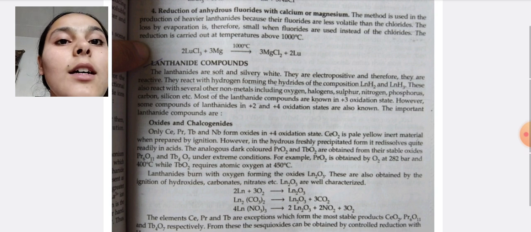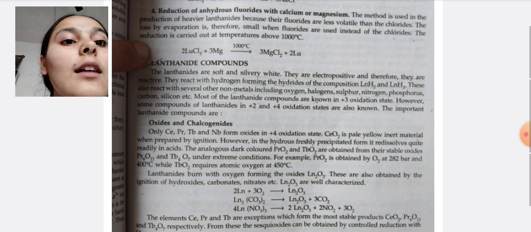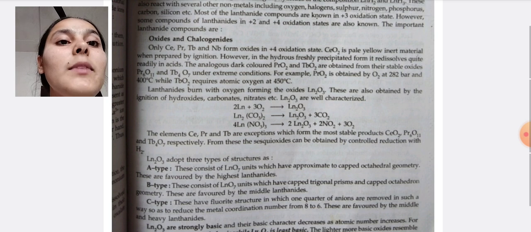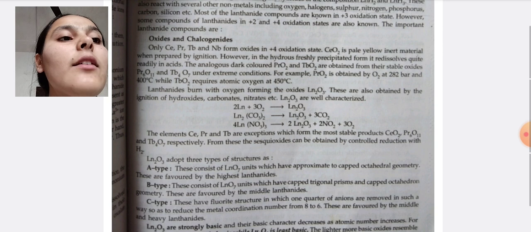The important lanthanide compounds are oxides and chalcogenides. Only Ce, Pr, and Tb form oxides in the +4 oxidation state. CeO2 is a pale yellow inert material when prepared by ignition. However, in the hydrous, freshly precipitated form, it is dissolved quite readily in acids. The analogous dark colored PrO2 and TbO2 are obtained from their stable oxides Pr6O11 and Tb4O7 under extreme conditions.